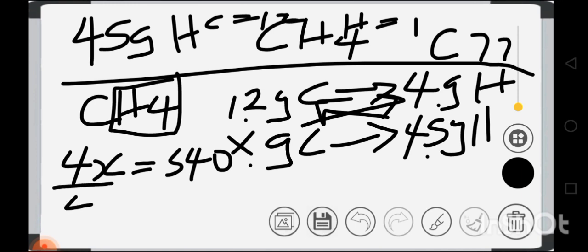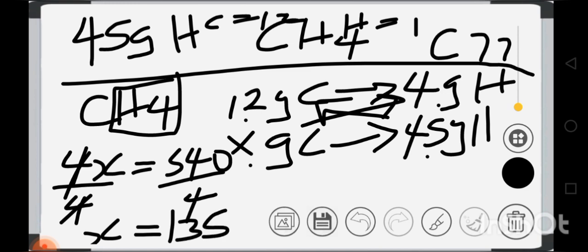So divide both sides by 4. You cancel this. X is going to give us 540 divided by 4. I'm going to have 135 grams of carbon. That's what I'm going to have.